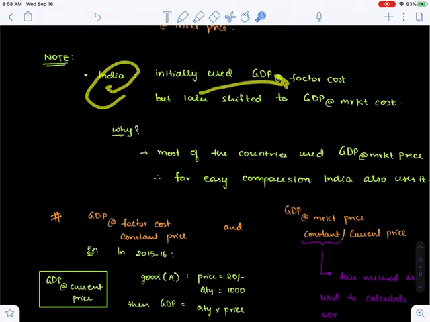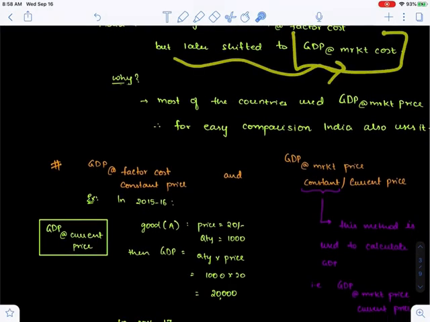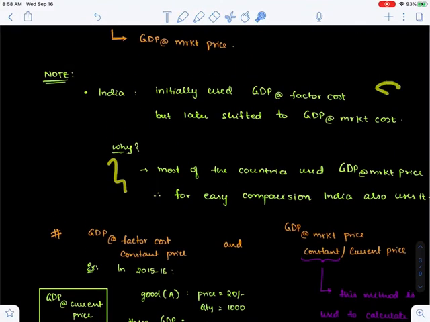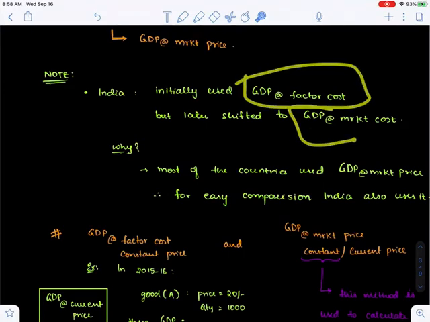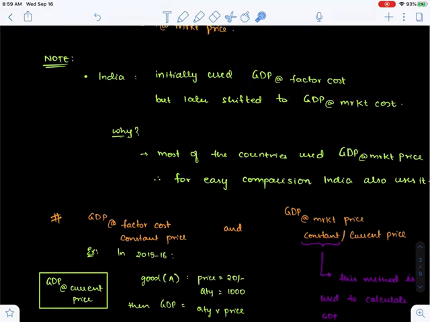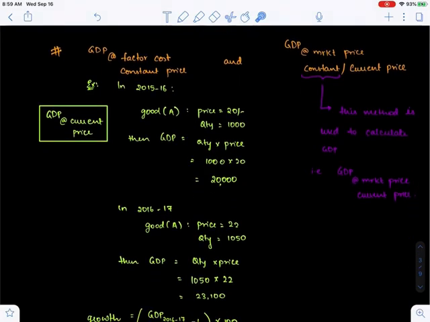In India, initially we used GDP at factor cost, that is GDP based on the production prices, but later we shifted to the GDP at market cost. So currently we are using GDP at market cost. Why have we shifted from this methodology to this methodology? It's because most of the countries are using this. As a result, just to facilitate the comparison process, we have shifted to the GDP at market cost methodology.